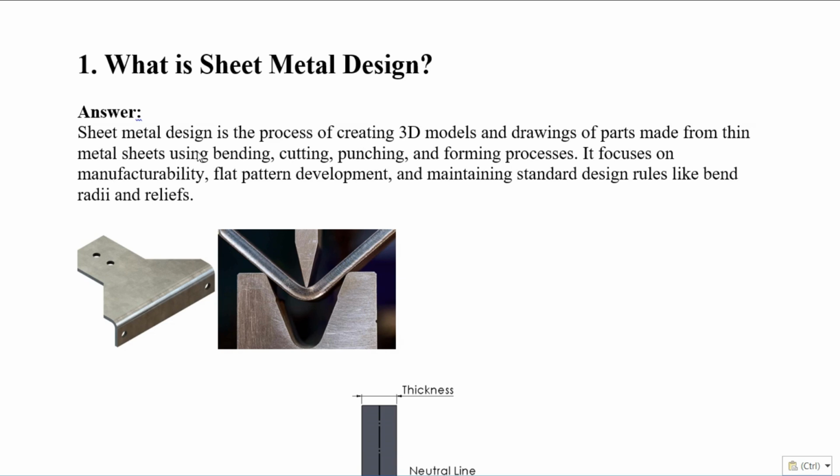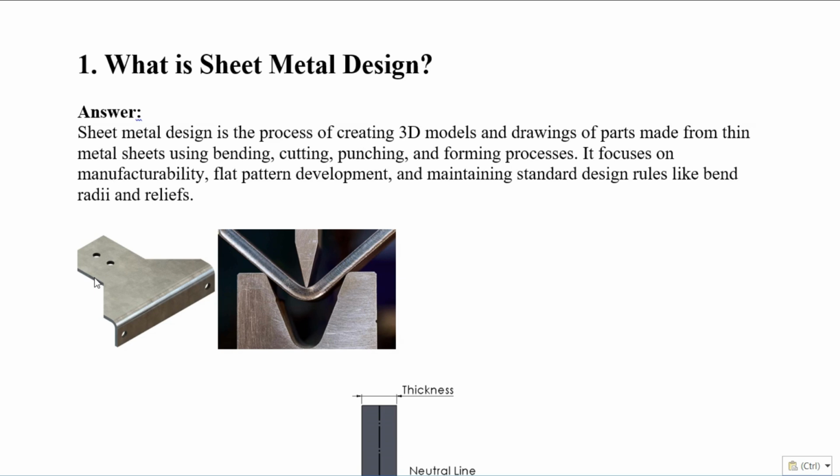Okay, so we generally get the flat thin sheet, and on that we perform the bending operation, cutting operations, and some forming operations. So we will get the part, and generally it is focusing on the manufacturability, flat pattern development and maintaining the standard design rules like bending radius and the relief.